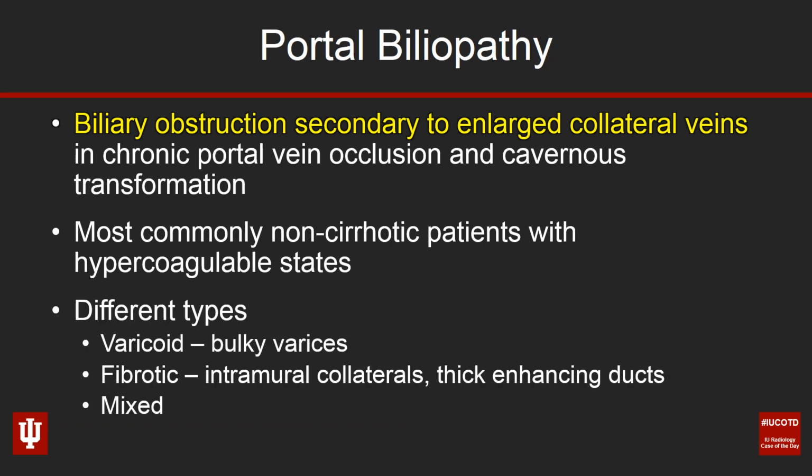Portal biliopathy is generally divided into 3 types: varicoid, fibrotic, and mixed. Varicoid portal biliopathy refers to the mass effect of bulky, sometimes mass-like pericholedochal veins compressing the bile ducts. Fibrotic biliopathy results from inflammatory and ischemic changes of smaller intramural collaterals and appear as narrowed, thickened, and densely enhancing bile ducts. A mixture of the two can also occur.